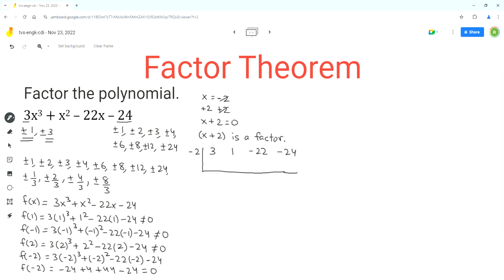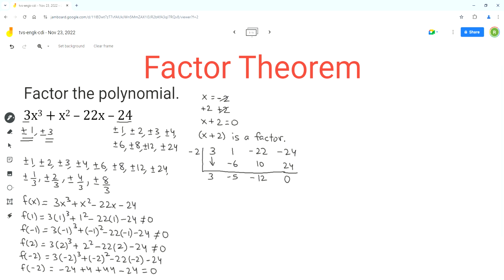Now we can start the synthetic division. The first step is to bring down the first coefficient. Next we do negative 2 times 3, which is equal to negative 6. 1 plus negative 6 is equal to negative 5. Negative 2 times negative 5 is equal to positive 10. Negative 22 plus 10 is equal to negative 12. Negative 2 times negative 12 is equal to positive 24. Negative 24 plus 24 is equal to 0.